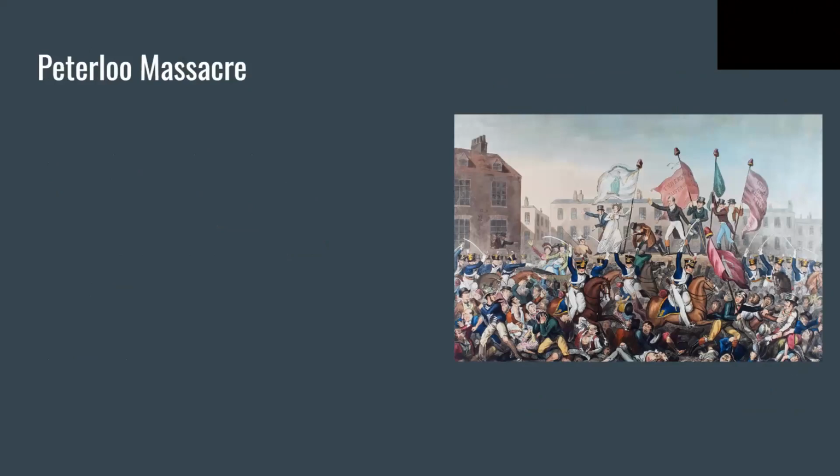One tragic event that occurred during the time of the British Corn Laws was the Peterloo Massacre. It took place on August 16, 1819. In protest of the Corn Laws and the fact that only 11% of adult males were able to vote, a large group of about 60,000 people gathered to demand reform.